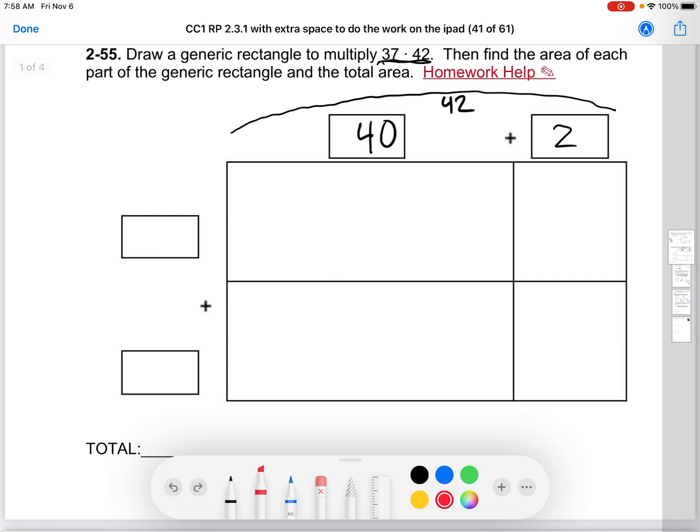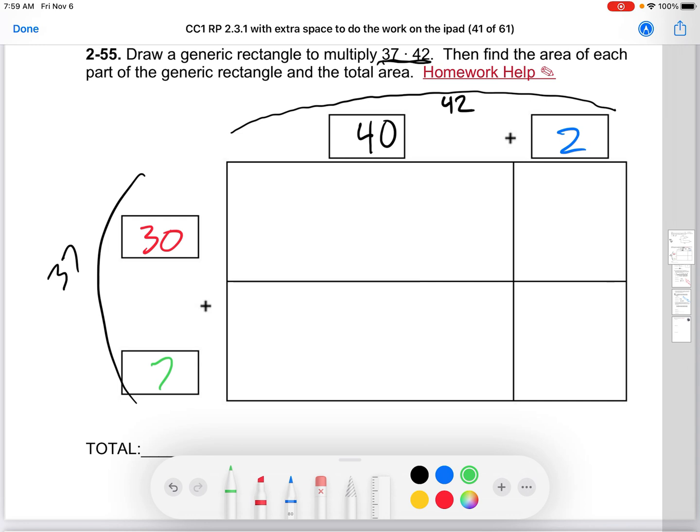I'm going to change these colors right away. I'll make that 2. Then the other length, 37, must be this length. We'll use the tens place, 30, and also the ones place. That must be a 7. Now we have found the dimensions of 4 different rectangles. We're going to multiply those, add it all up, and find our total answer.